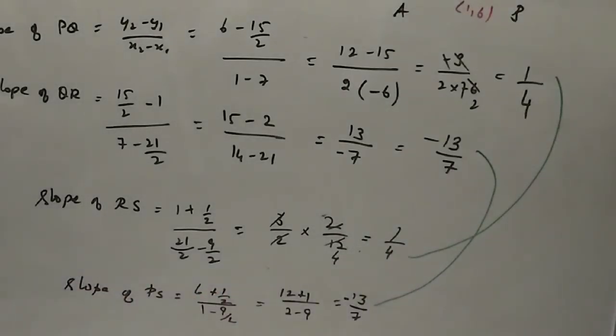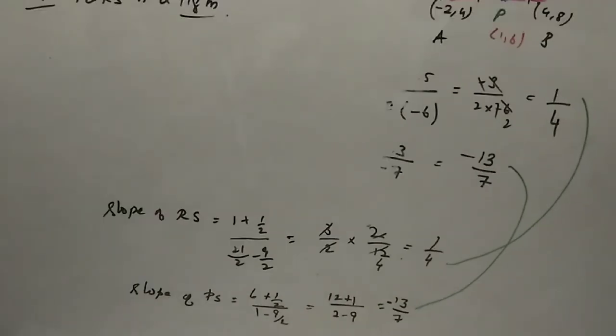Okay. Now you will say slope of PQ equal to slope of RS, slope of QR equal to slope of PS. Therefore, PQRS is a parallelogram. Okay, understood?